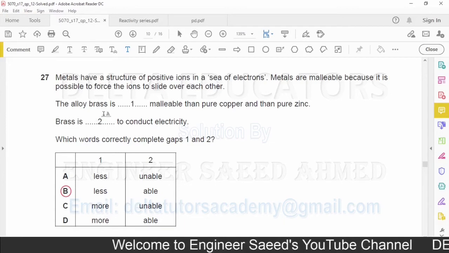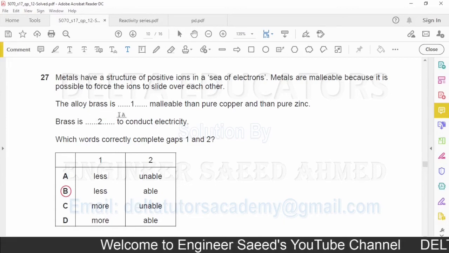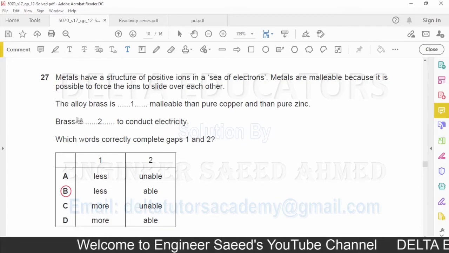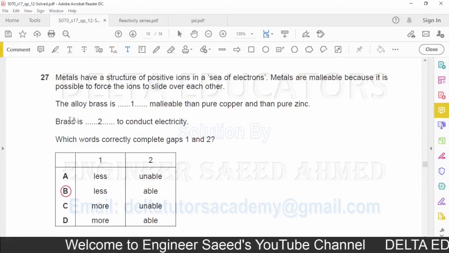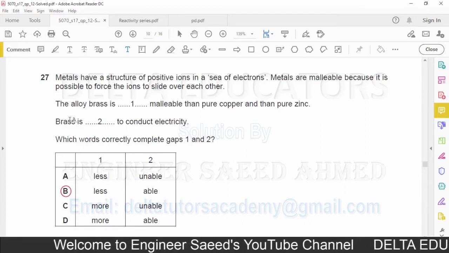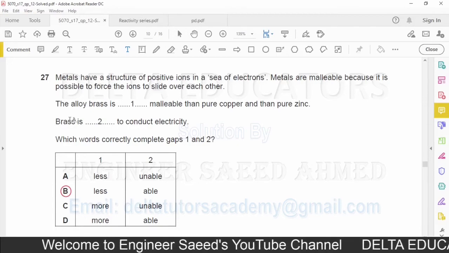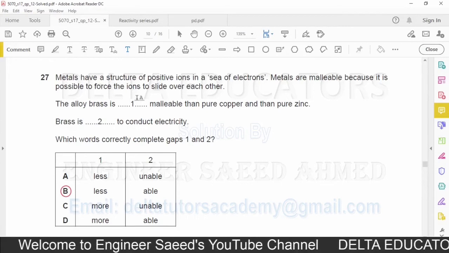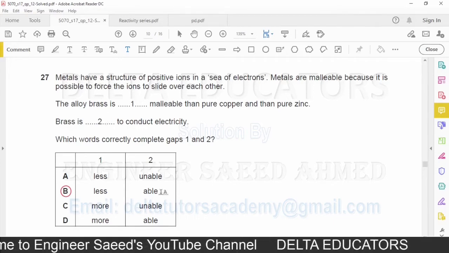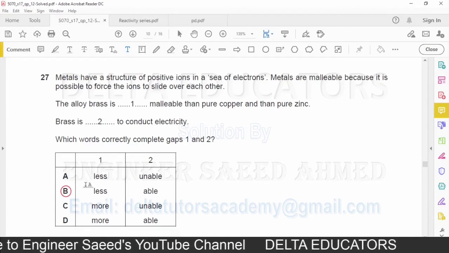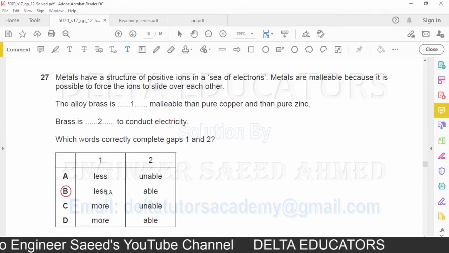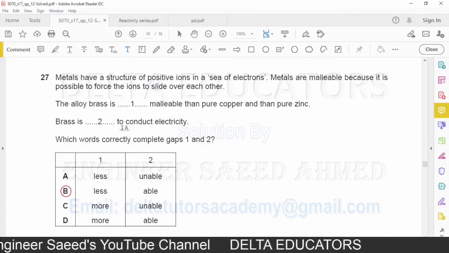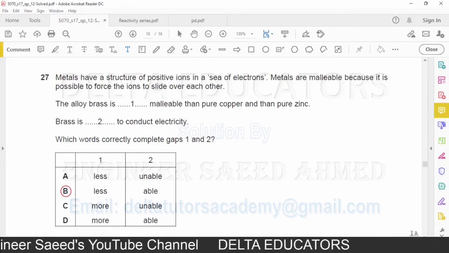Now what about the second gap? Brass is able to conduct electricity. Brass is a mixture of metals, and a property of a metal is that it is a good conductor of electricity. So brass is also a good conductor of electricity. So here in 1 it is less malleable, in 2 it is able. In option B it is given for 1 less malleable, and in 2 able. Yes, it is able to conduct electricity. So correct option is option B.